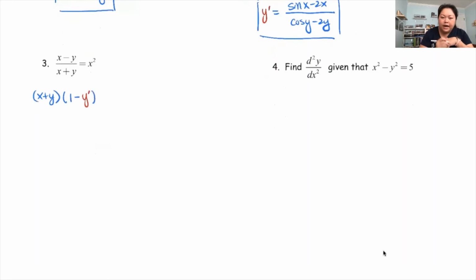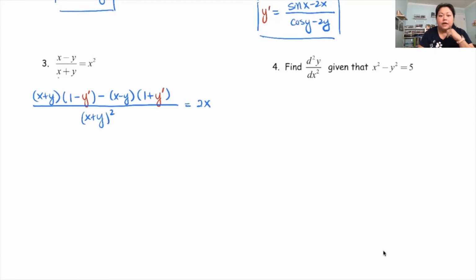So low d high minus high d low. The derivative of the bottom: the derivative of x is 1 plus, and then the y gives me y prime, all over low squared. Don't forget the right-hand side equals 2x. All right. So I can do a couple of things in this next step because there's a lot more terms here to work with.